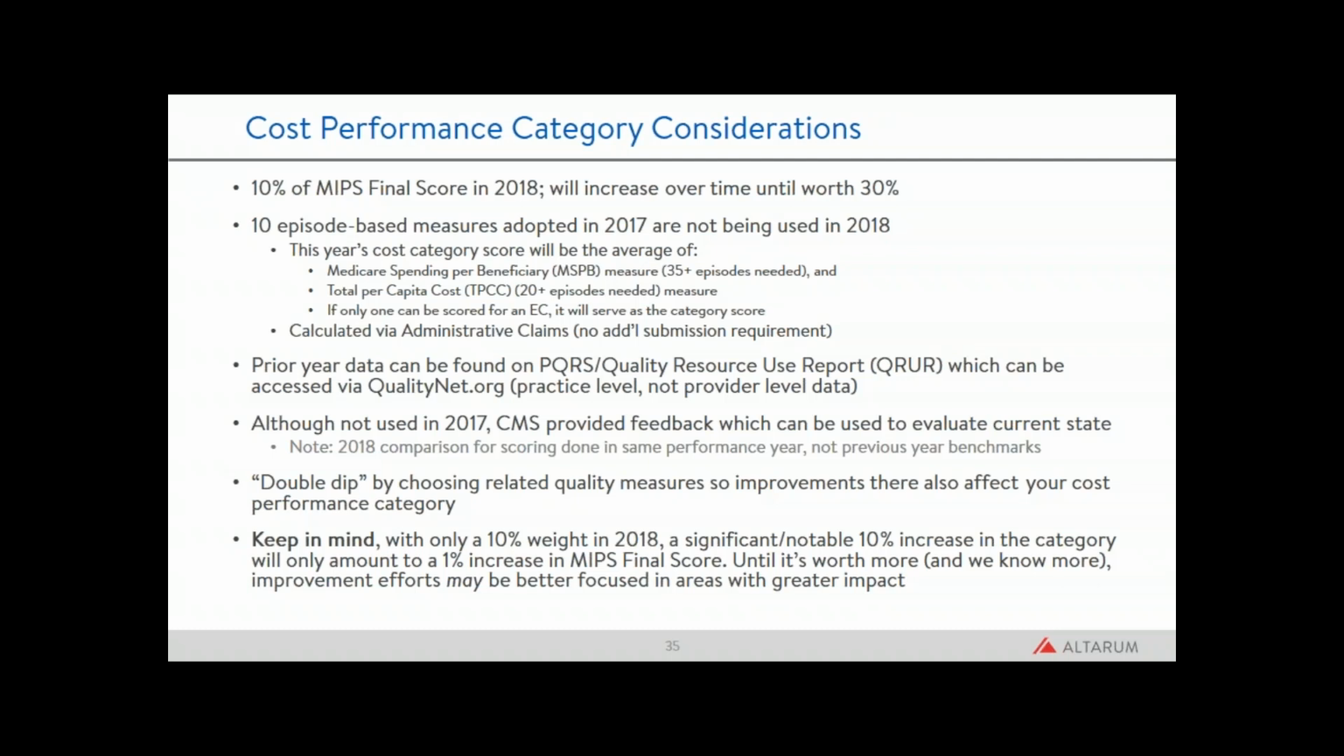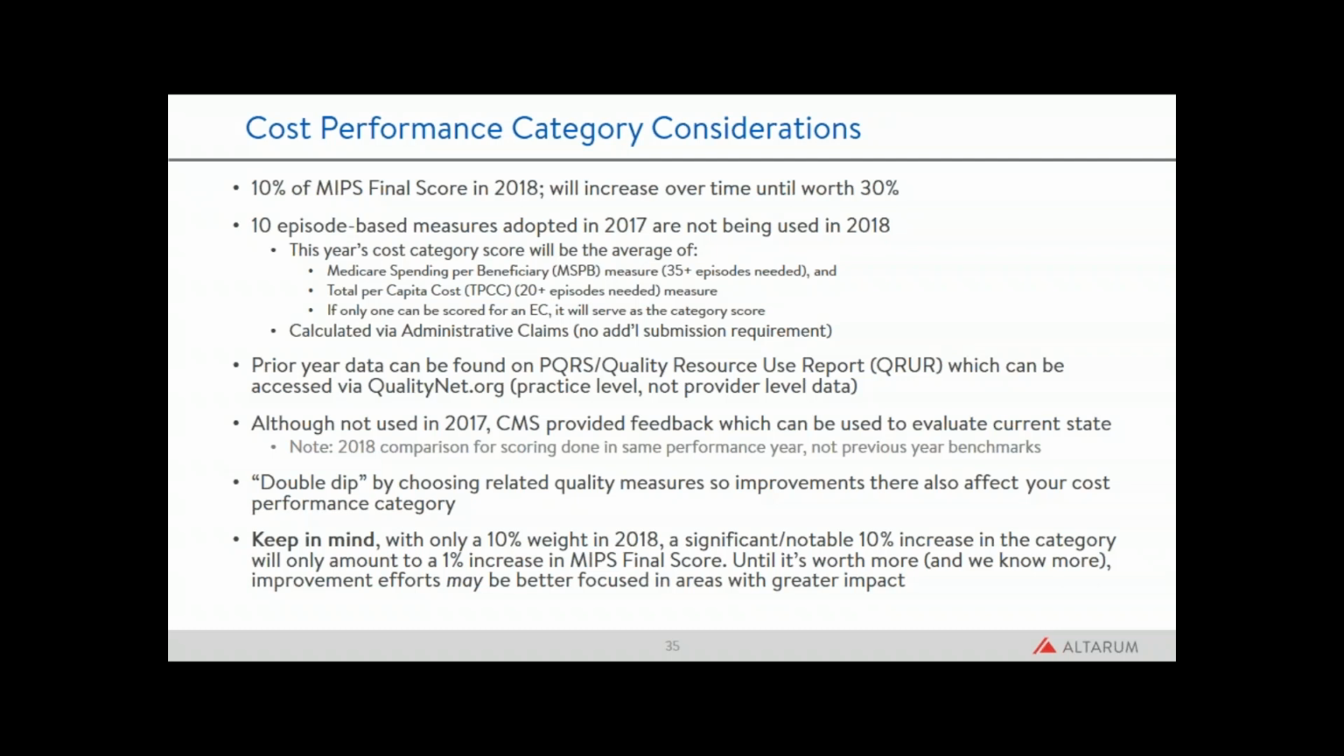One piece of advice, though, is to look at those quality measures that are related, that can affect those cost measures as well. And that way, by working on those quality measures, you're kind of double dipping. So improvements in those quality measures are also going to affect your cost performance category scores.